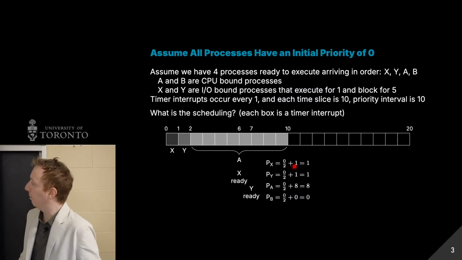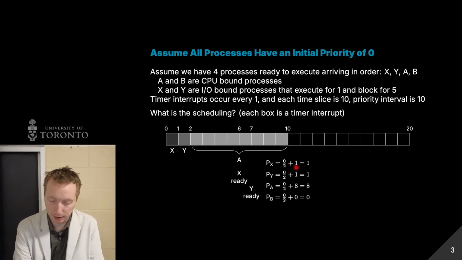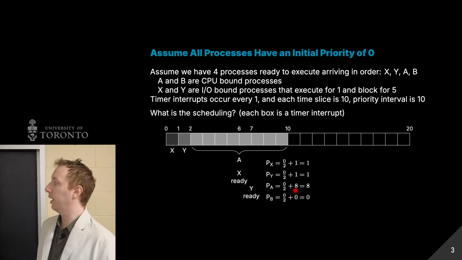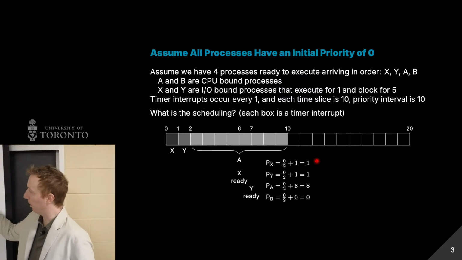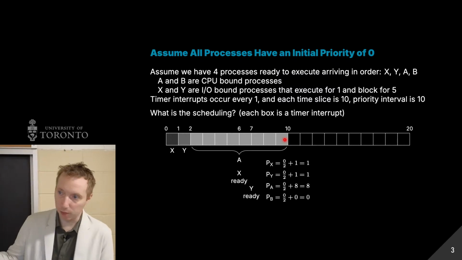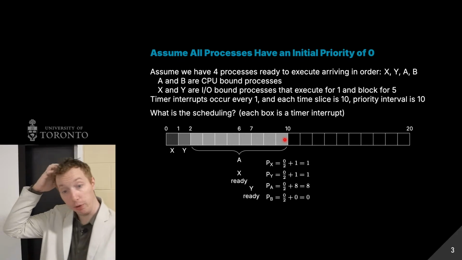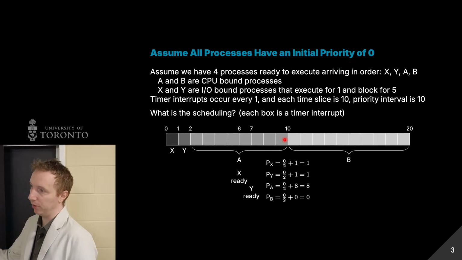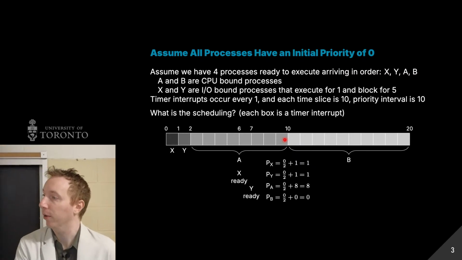And then we add basically how long they ran for in the last 10 time units. So X ran for 1, Y ran for 1, A ran for 8, and B ran for 0. So the new priorities would be 1, 1, 8, and 0. So now at time 10, when you pick something to schedule, hey, B has a higher priority or lower number than everything else, so we just pick B for the rest of the time, then recompute at 20, do it again, and so on. So questions about that?